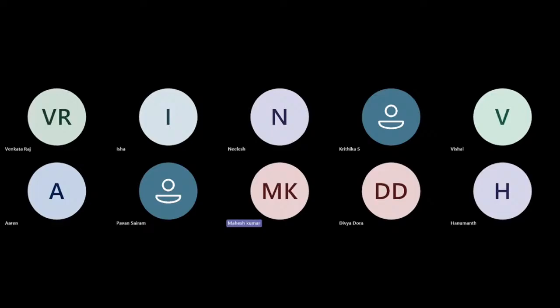Hi, my name is Mahesh. I have a total of around 5 years of experience in the data analytics field. Now I wish to move to data engineering, so I have to learn ADF and ADB. That's the reason I have joined this class. Okay, thank you, Mahesh.